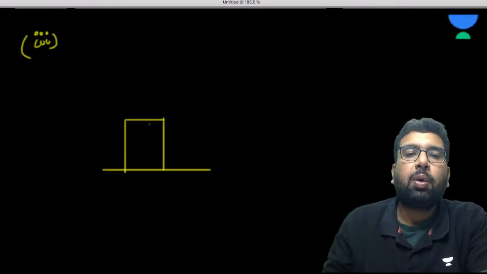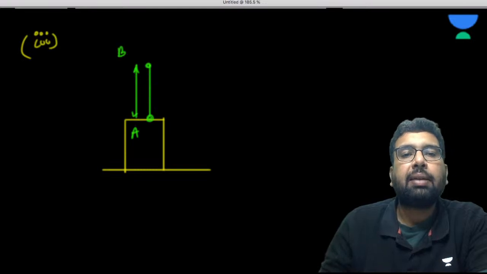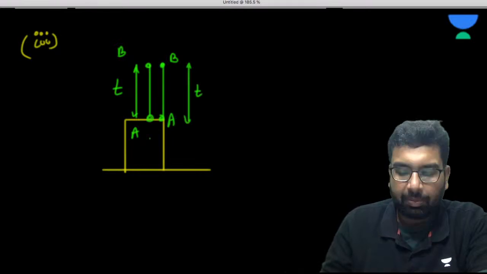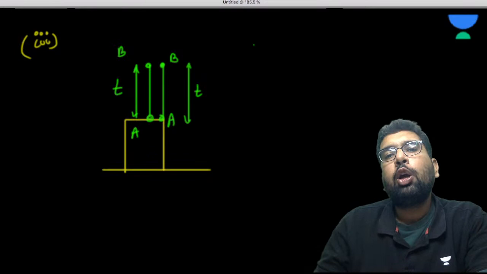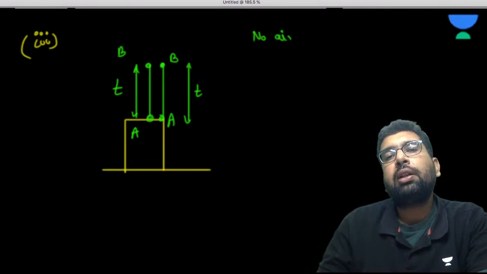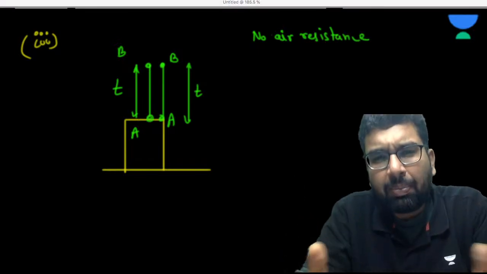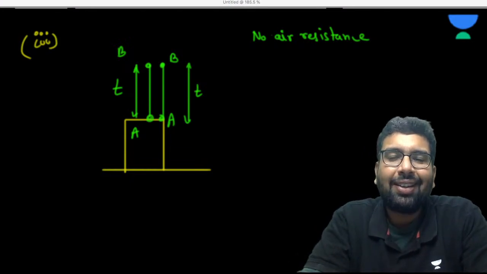So let's suppose this body is being thrown from here. If it goes from A to B in T time, it can come back from B to A in again that same T time. Are you getting my point? This happens when we assume that there is no air resistance, no air friction. Simply by conservation of energy, you get this, isn't it?